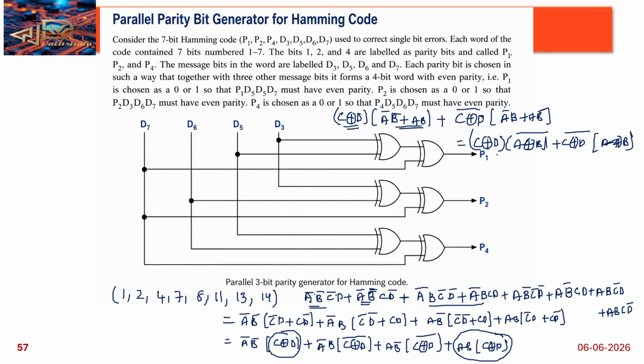Then check this. This is A, this is B: A bar B bar plus A B. And this is A bar and this is B: A B bar plus A bar B, A XOR B. So this A is what? A C XOR D, right? C XOR D exclusive OR with A XOR B. Then we got A XOR B XOR C XOR D. Understood how I am getting that A XOR B XOR C XOR D?